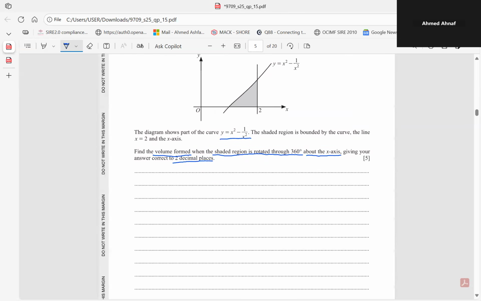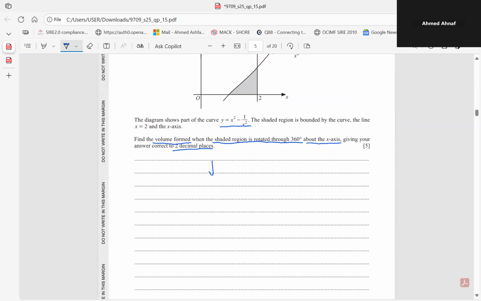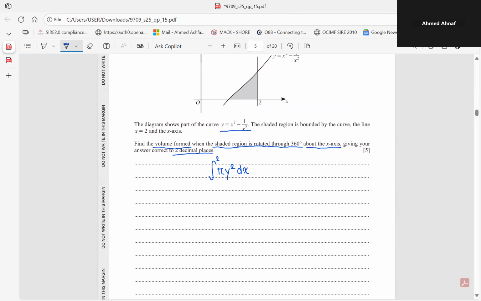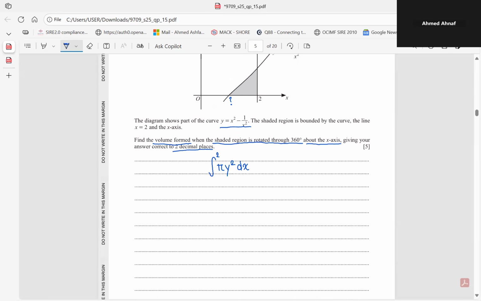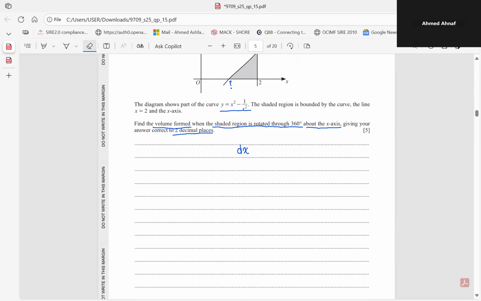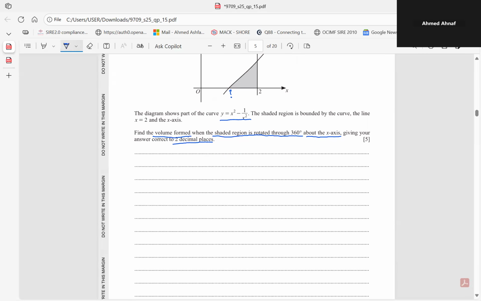Okay, so first of all, we should know the formula for calculating the volume formed when a shaded region is rotated 360 degrees around the x-axis. It would just be pi times the integral of y squared with respect to x. Okay, and then here would be our upper limit and our lower limit. But we're not given our lower limit here. So first we're going to have to find that out. So let's find out our y squared and our lower limit.